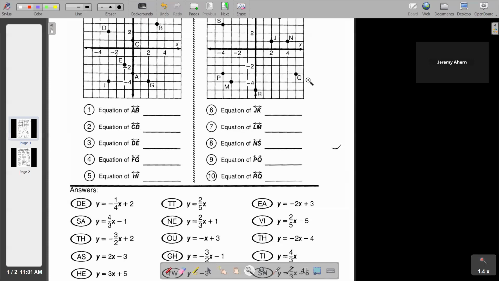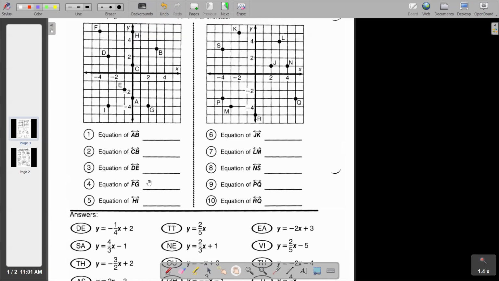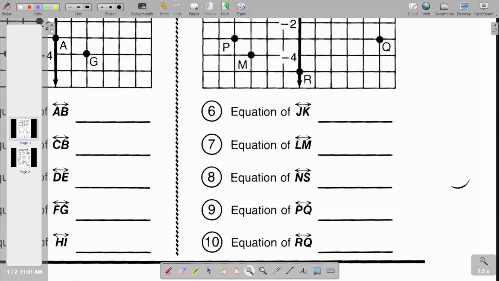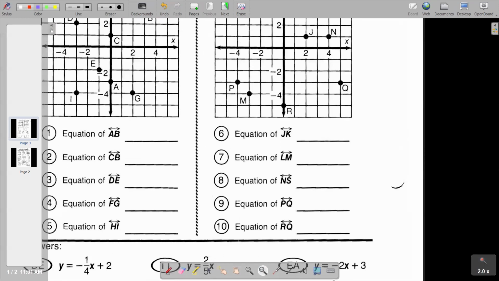Right. So, first page, problem number 3. The instructions are that you'll graph a line through the points that it asks for, and then name the equation of the line. The first one I see, the first one I said I was going to do, was number 3, and that's DE.